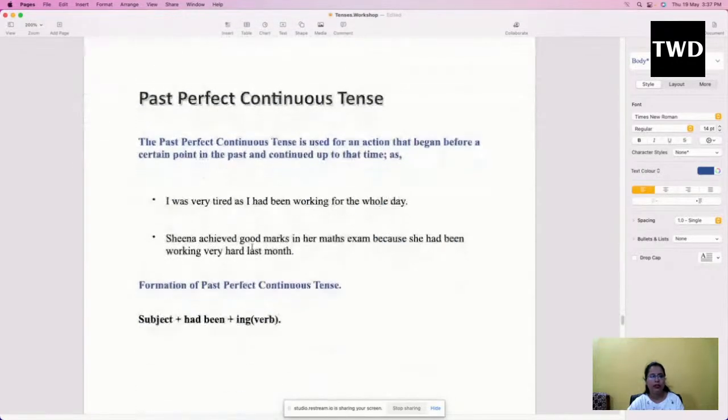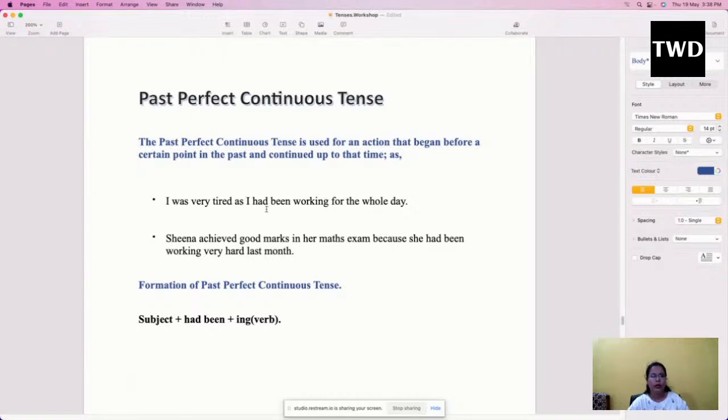Then past perfect continuous tense. The past perfect continuous tense is used for an action that began before a certain point in the past and continued up to that time. Means in the past it started, it was continuous, and when we are talking at that point of time, it is over. So I was very tired as I had been working for the whole day.